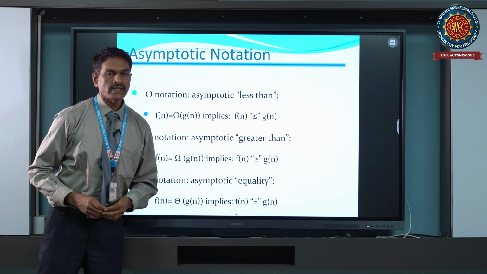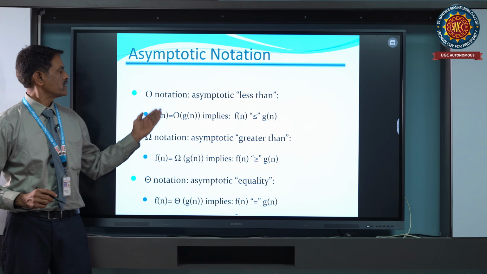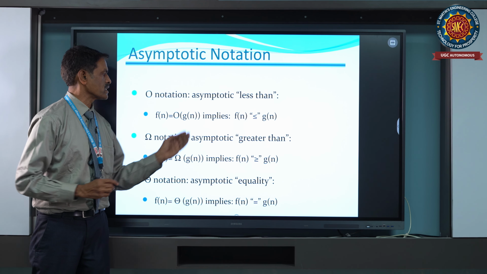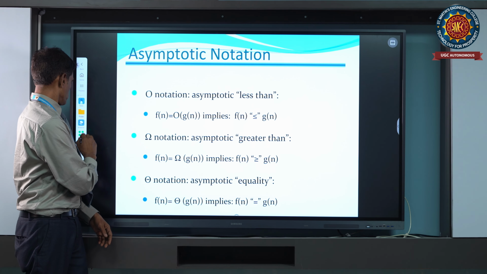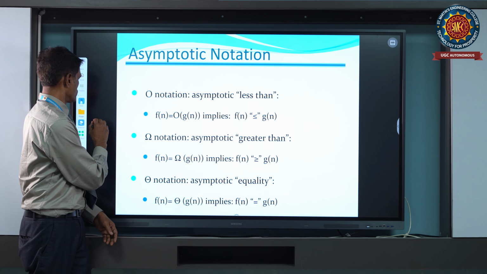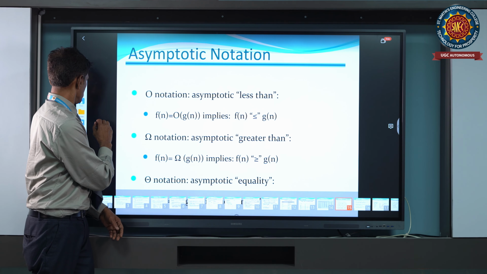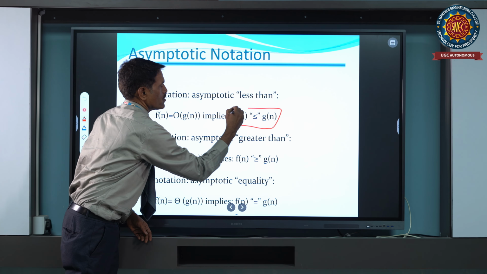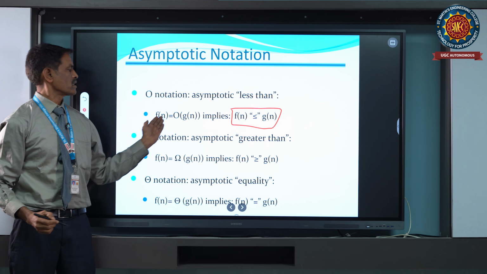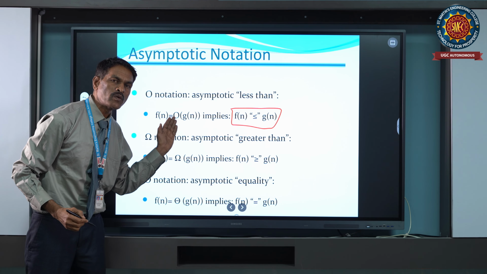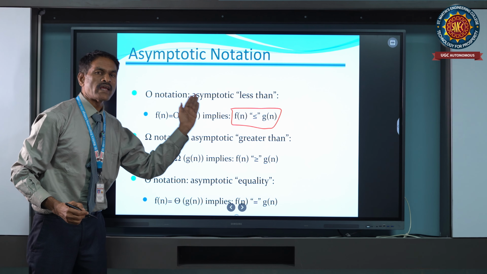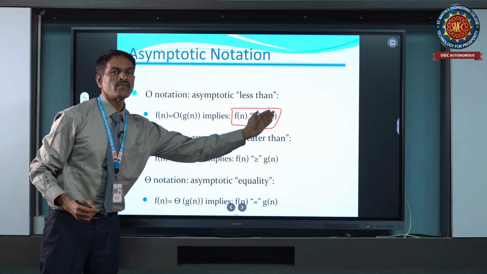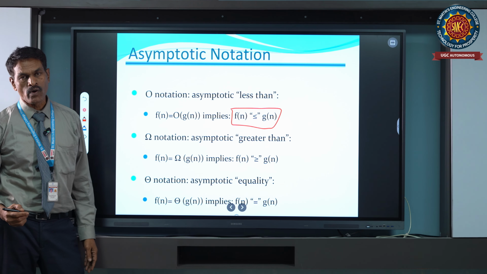Now comes the time complexities. This is the big O notation, which means less than or equal. f of n is equal to big O of g of n, which implies f of n is less than or equal to g of n. This is the mechanism for the big O notation.